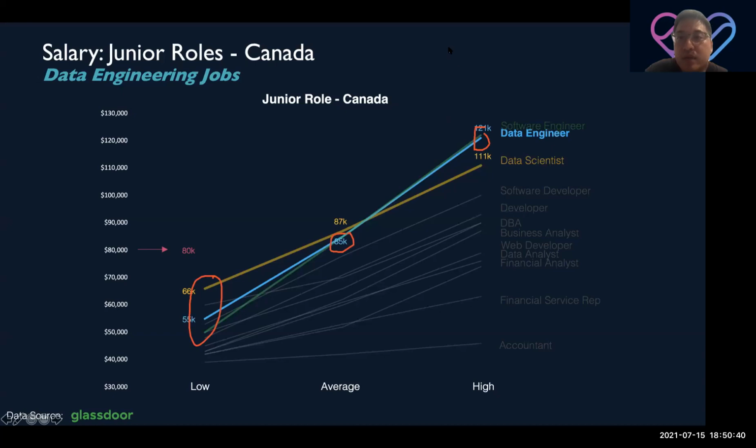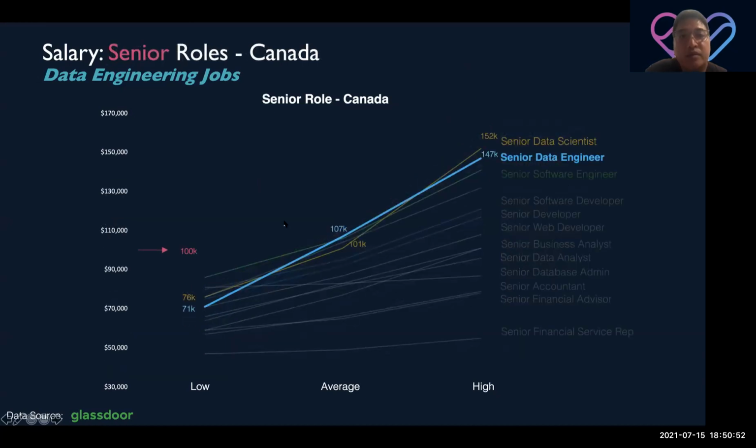It's from Glassdoor. And as you can see, on the high end, data engineers sometimes get paid higher than data scientists and very close to software engineers. That's junior roles. In terms of senior roles, it's very interesting. Senior data scientists get paid relatively higher on the high end, but senior data engineers also get paid a lot. The median average salary is a little bit higher than even the data science jobs. So that's the number in Canada.